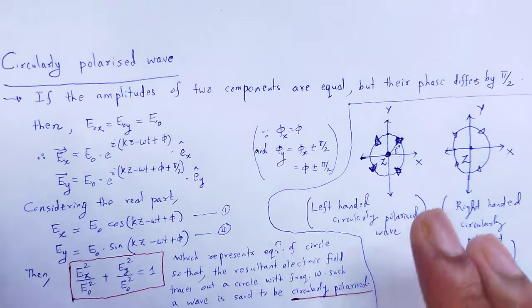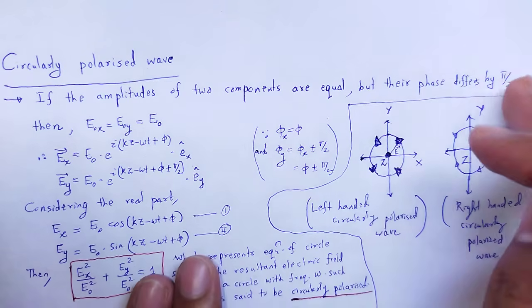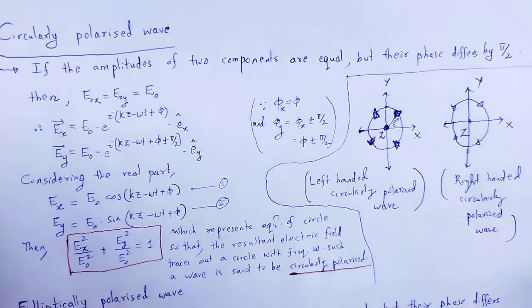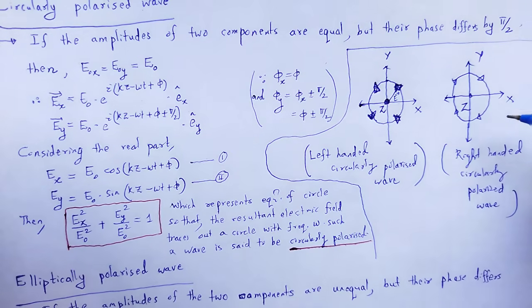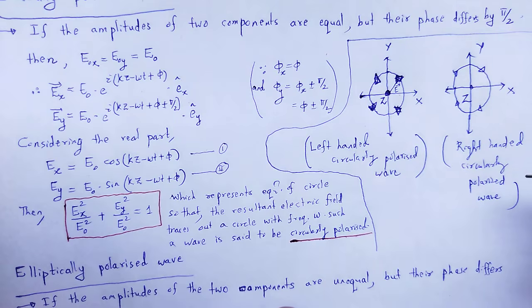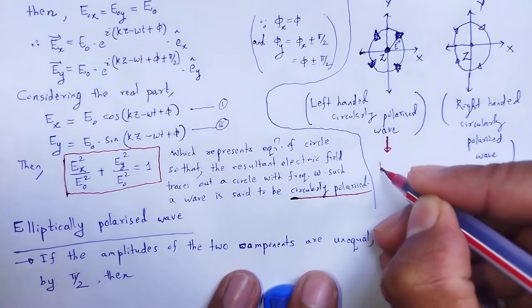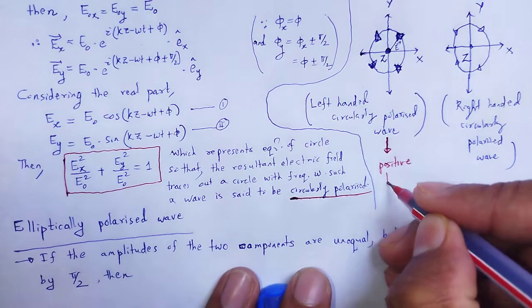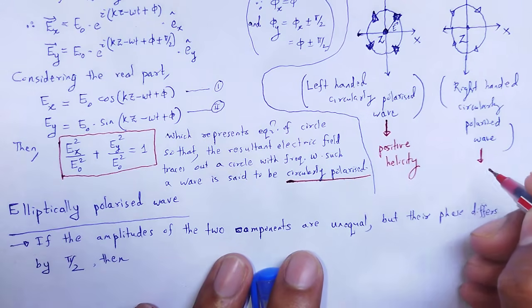So, that is the basics of circularly polarized wave. The amplitudes are equal, but their phase differs by pi by 2. Here the rotation of electric field is clockwise, and that wave is called right-handed circularly polarized, and we call it negative helicity. This one as positive helicity, that one as negative helicity.